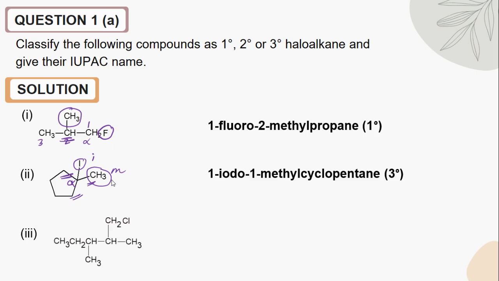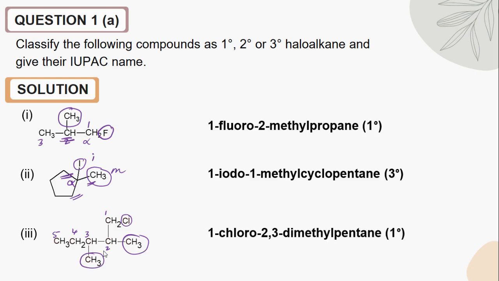Proceed to structure 3. Again, the functional group here is chloro. So this is labeled as carbon number 1 followed by carbon number 2. According to IUPAC, you need to find the longest carbon chain. So your number 3 should be on the left followed by number 4 and then number 5. So you have a 5 carbon chain as your parent with chloro attached to carbon number 1, methyl at carbon number 2 and another methyl at carbon number 3. Therefore, your structure is called 1-chloro-2,3-dimethyl-pentane.